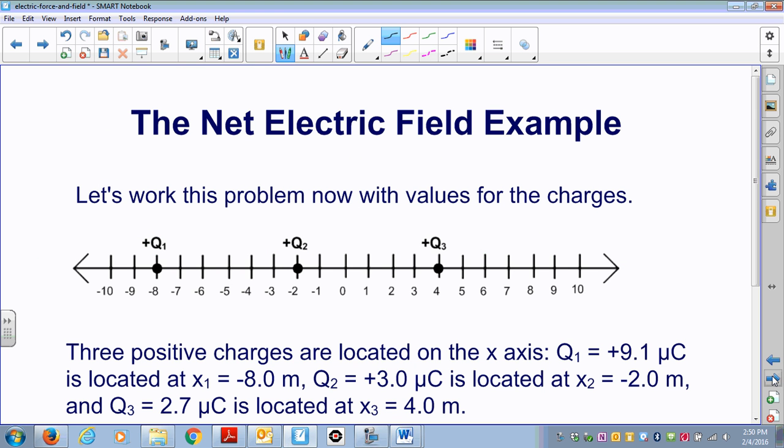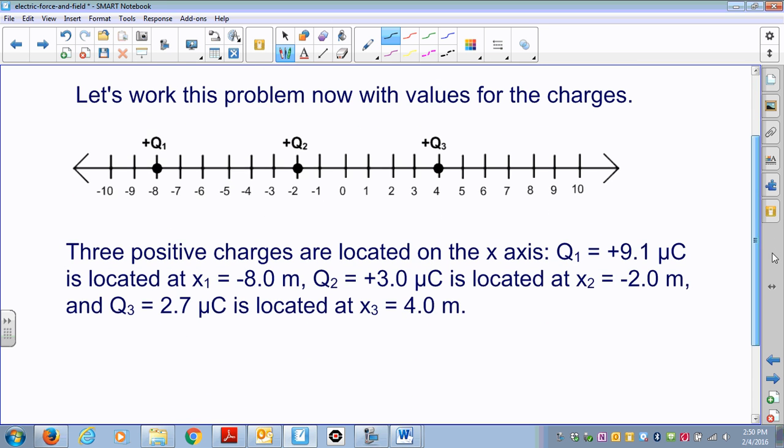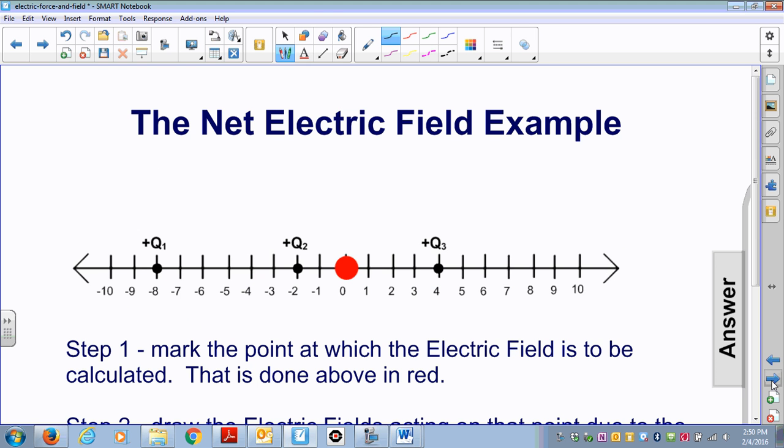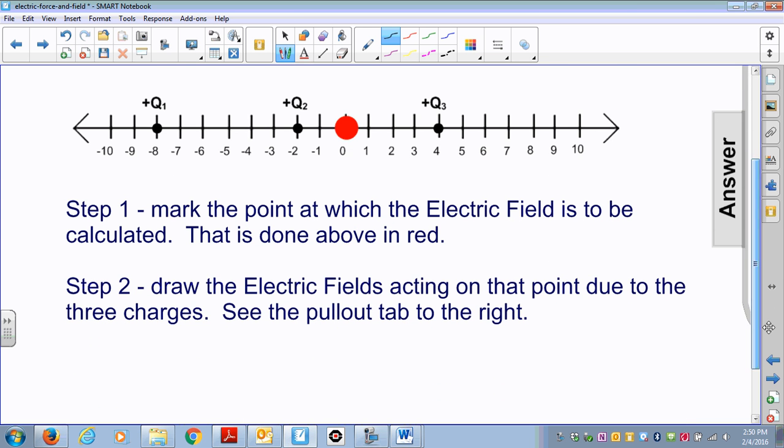Let's work this problem now with values for the charges. 3 positive charges are located on the x-axis. Q1 is 9.1 microcoulombs and is located at -8 meters. Q2 is 3 microcoulombs located at -2 meters. And Q3 is 2.7 microcoulombs located at 4 meters. Step 1. Mark the point at which the electric field is to be calculated. This is done in red. Next, draw the electric field acting on that point due to the 3 charges.